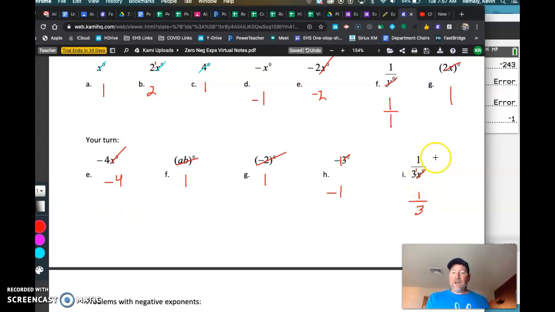Last one here, the x to the 0 becomes 1, so we end up with 1 over 3 to the 1 times 1, which is just 1 over 3. So only the x to the 0 gets knocked out, everything else is cool.